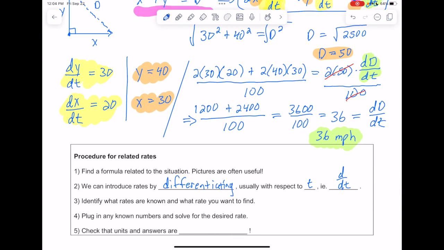Make sure that at the end, you're checking your units to make sure you put the appropriate units on them. And then make sure that your answers are reasonable.